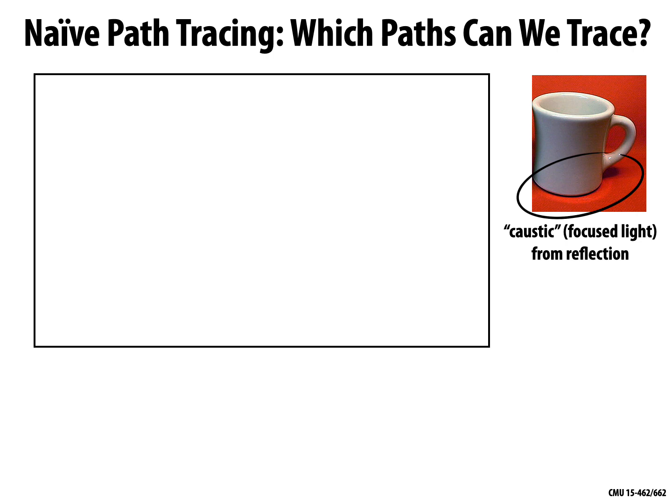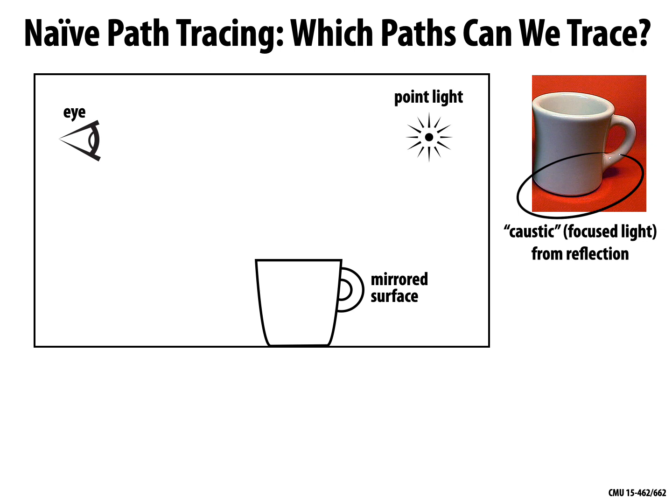What's happening here? Well, if I'm an observer sitting at a place, and I look at this mirrored or glossy surface, and I have a point light, then what can happen is I have a path that goes from the eye onto the table where that caustic is, onto the mirrored surface, and then into the light.